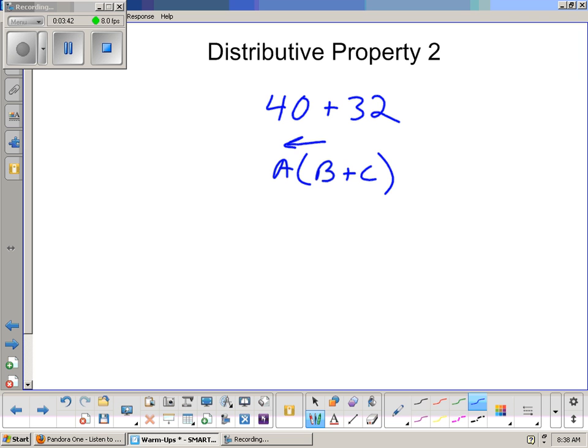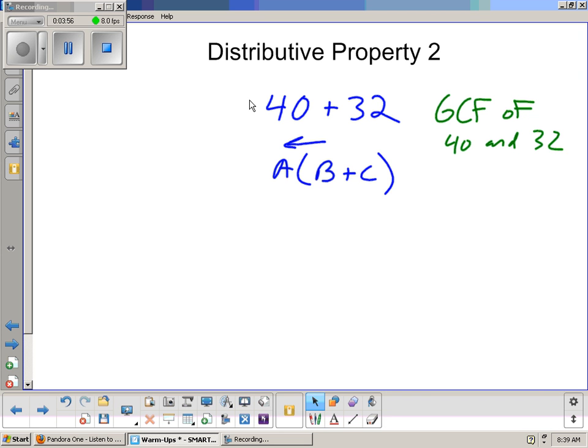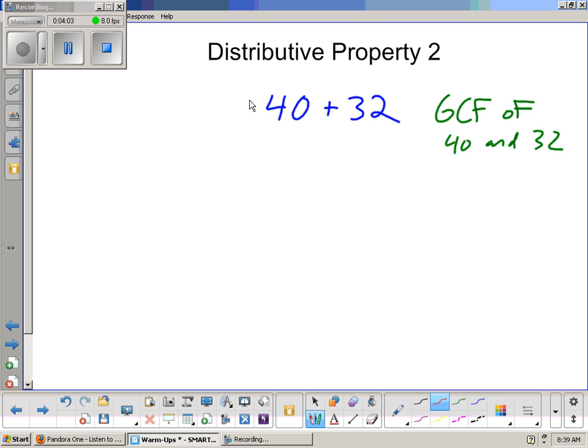So to do that, what you have to do is think, what's my greatest common factor of 40 and 32? So hopefully you're figuring that out. I believe the greatest common factor of these is 8, right? So what I can do is rewrite this problem as 8 times 5 plus 8 times 4. This is equivalent to 32. This is equivalent to 40, right? So now I've got this common factor that I pulled out of it.